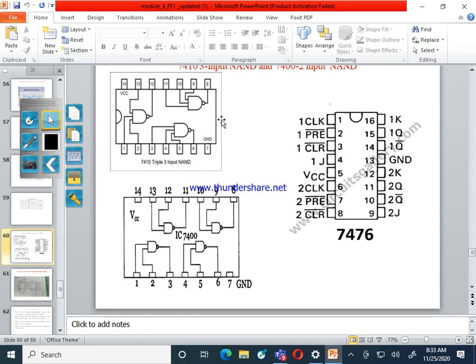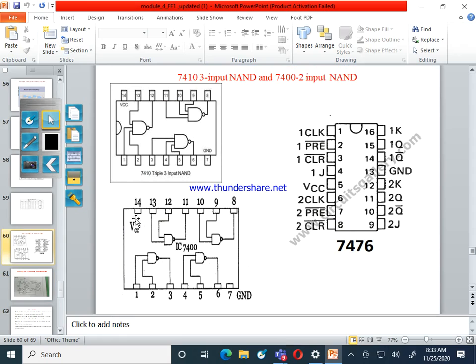Yeah, see, I will show you the pin configuration. Very good answer. See, 7410 is a triple 3-input NAND gate. Because of the 3-input NAND gate, I can realize only 3 NAND gates. Pin number 1 is input, pin number 2 is input, pin number 3 is not an input. Observe it. What is the one more pin? Pin number 13 will act as an input. What is the output?